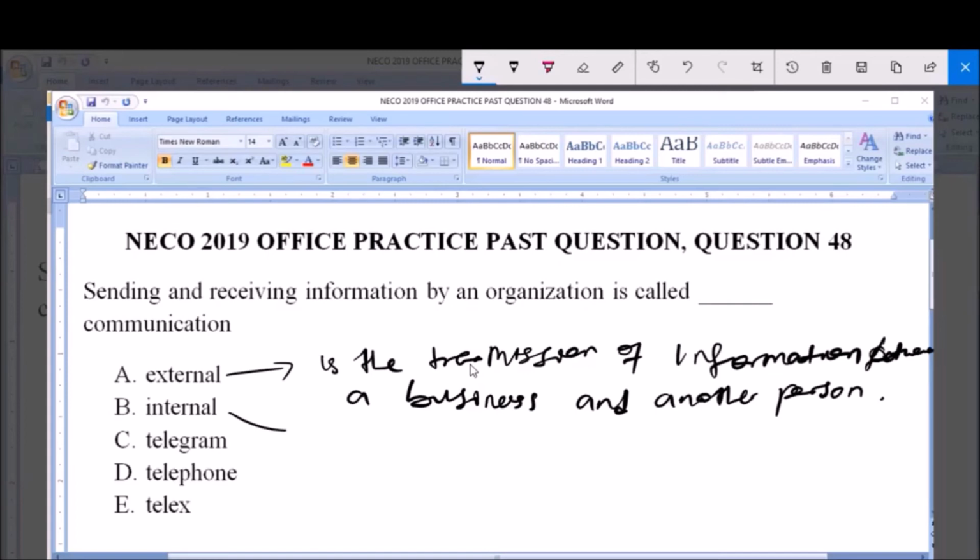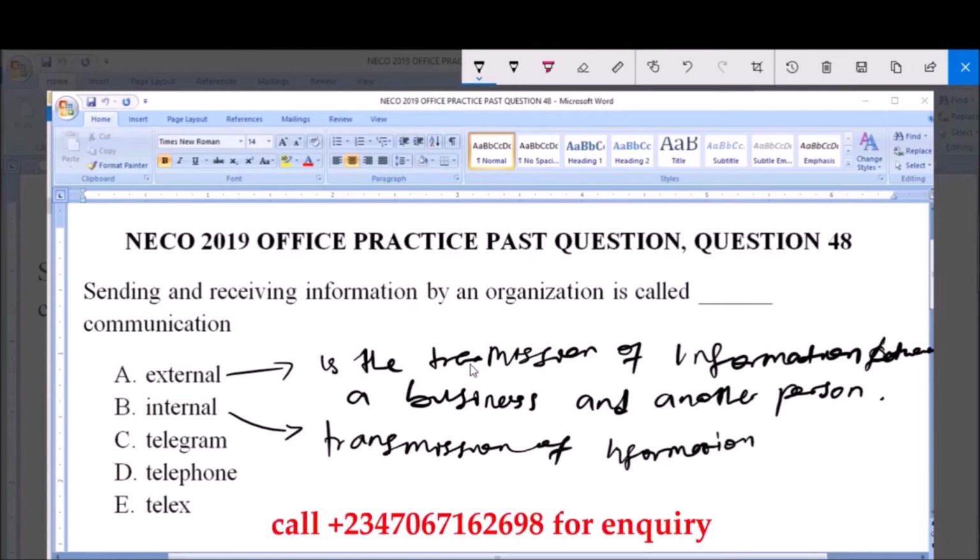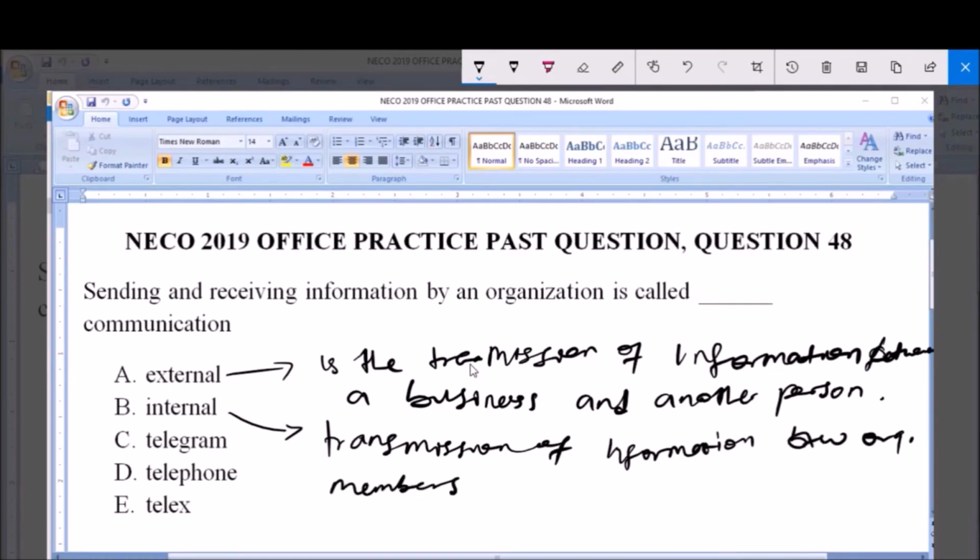But in terms of internal, which is option B, it is the transmission of information between organizational members or parts of an organization. That's internal. So in terms of internal communication, this allows for sending, receiving of information, transmission of information between members of an organization, that is within the organization.